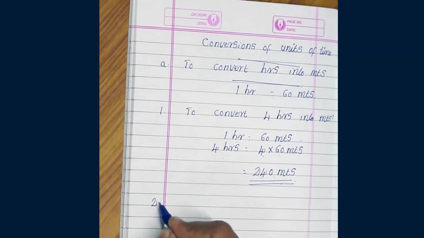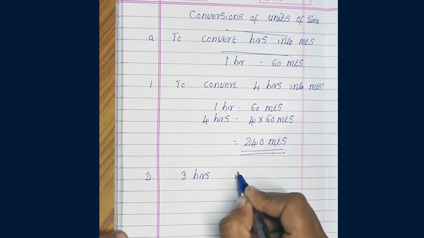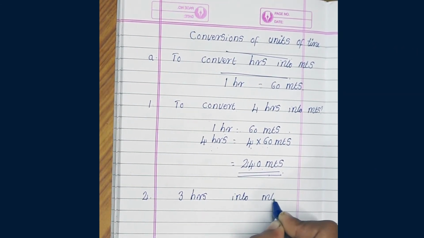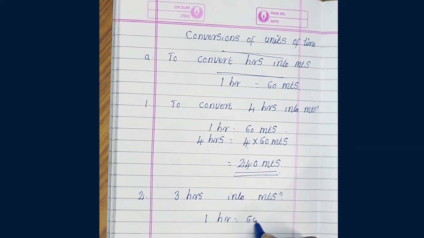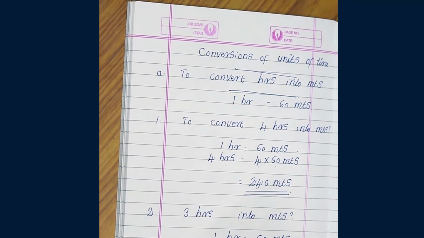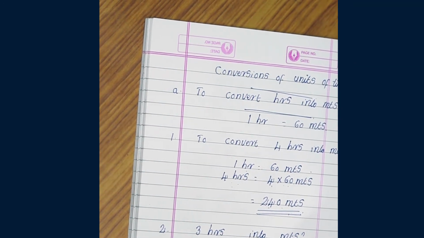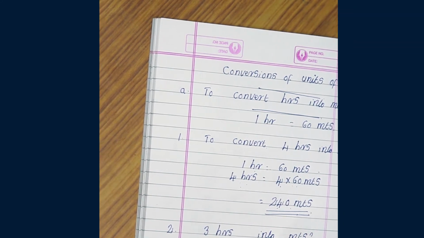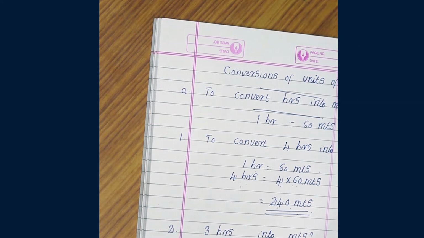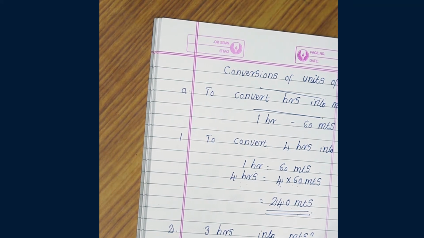Then our second problem, to convert 3 hours into minutes. We know that 1 hour equals 60 minutes. Here we want to convert 3 hours. So multiply the given number of hours, that means 3 multiplied by 60 minutes. So 3 6s are 18. Then put 1 zero. So 3 hours equal 180 minutes.